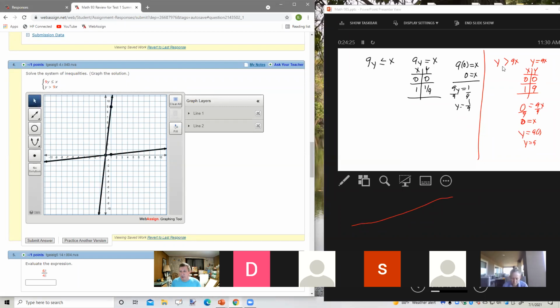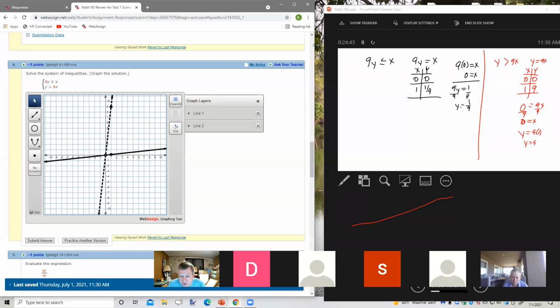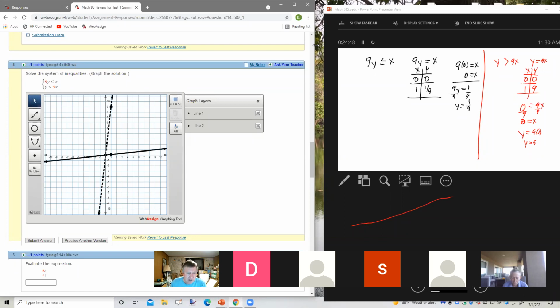Now, this one does not include the equals to, so the second line has to be dashed. Okay? Any questions about that? Now, I can't use (0, 0) as a test point because both lines go through (0, 0). So let's go back to the first one, which is the solid line, and let's use (3, 3) again. That'll work right there, (3, 3).